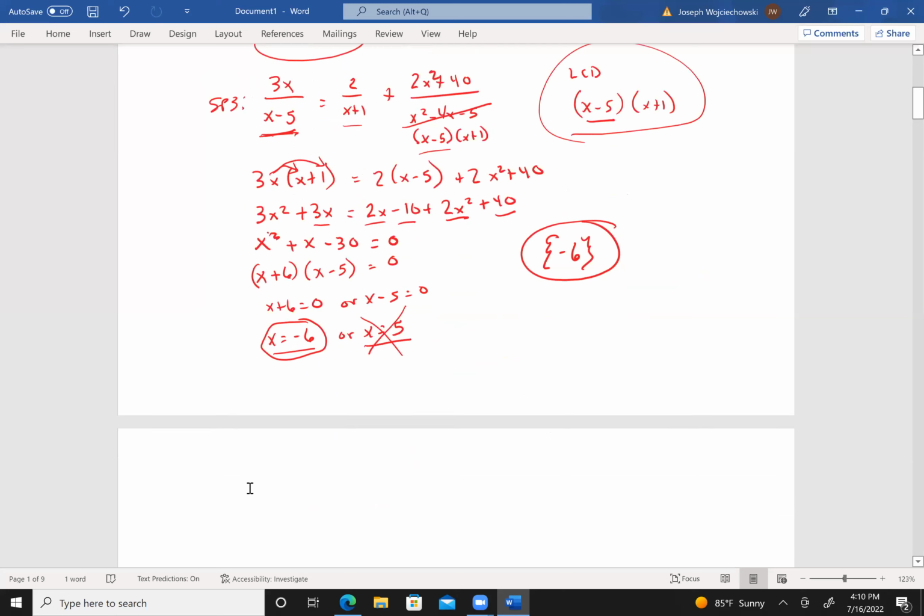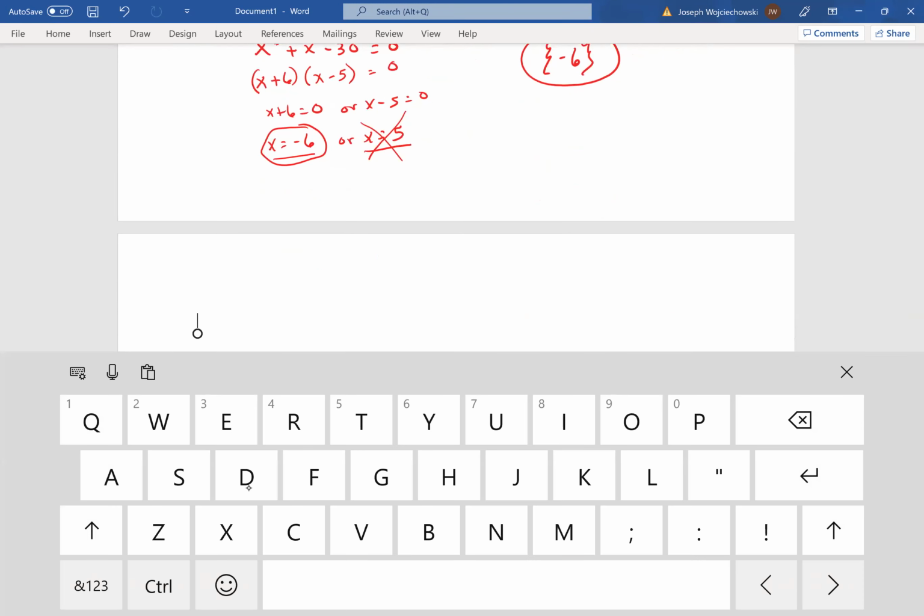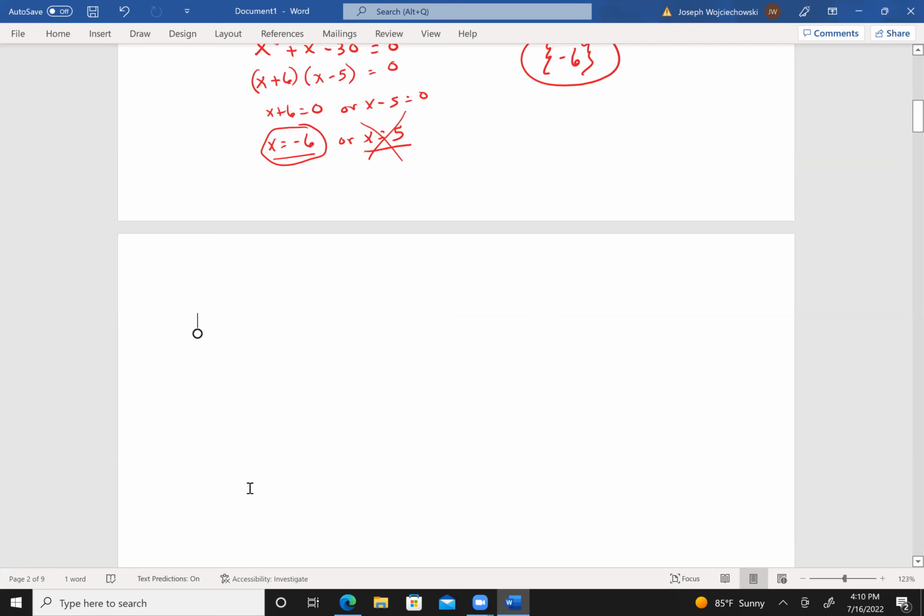Okay, so now let's look at some application problems. We have a fishing boat that can travel 60 kilometers with a 2.5 kilometer per hour current, in 2 hours less time than it can travel 60 kilometers against the current. So say the speed is x, plus 2.5, that would be the speed.